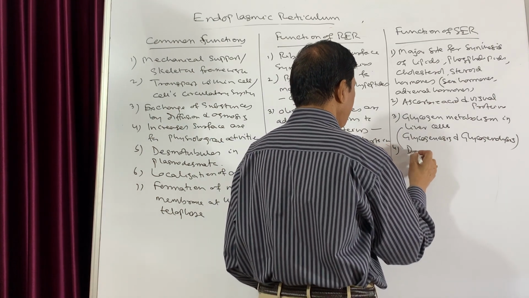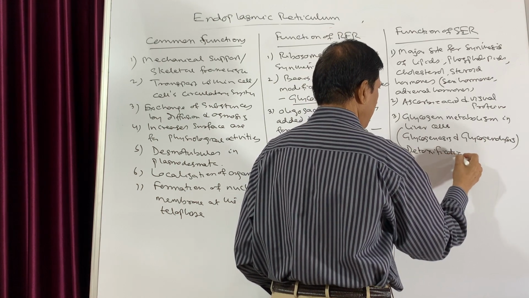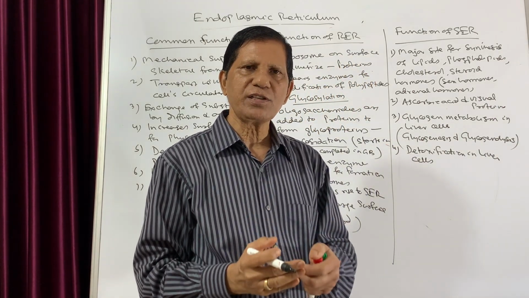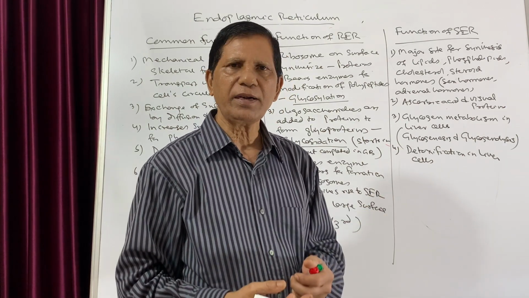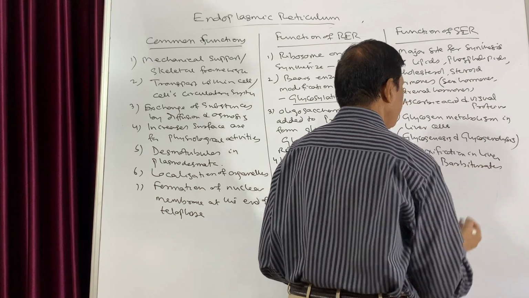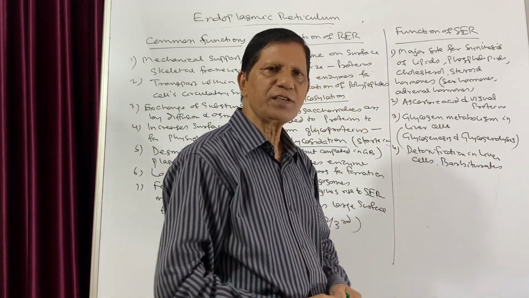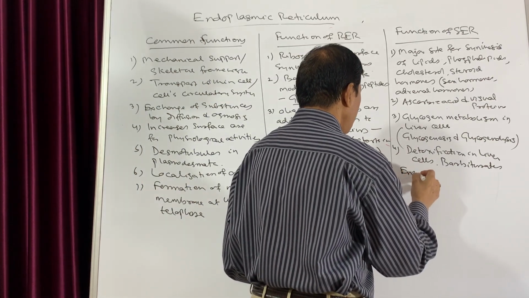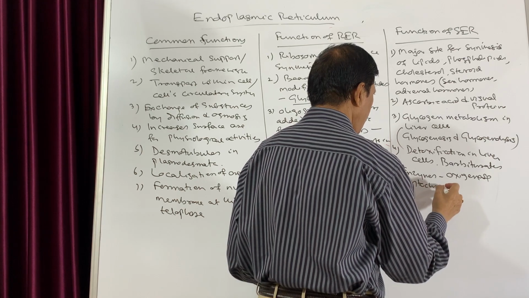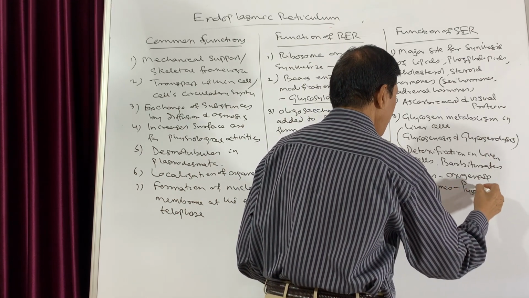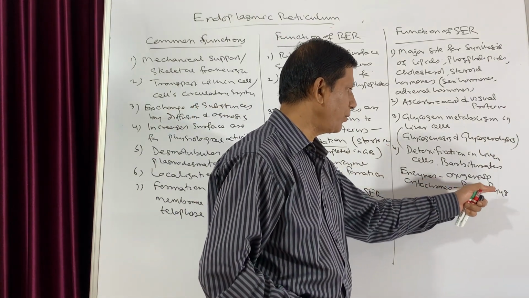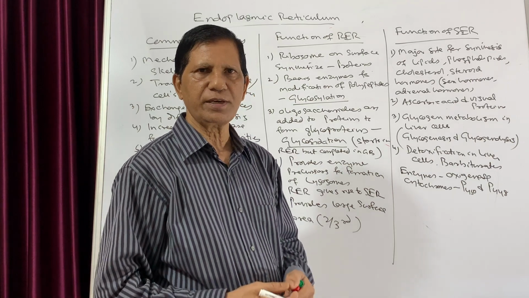Then the next is detoxification in liver cells. There are certain poisons that can be detoxified, and particularly you can take the case of barbiturates. They are detoxified by this method. For this detoxification there are certain enzymes, the enzyme is usually oxygenase, and there are two cytochromes, P450 and P448. So with the help of this oxygenase enzyme and the cytochromes P450 and 448, it usually carries out the detoxification function.